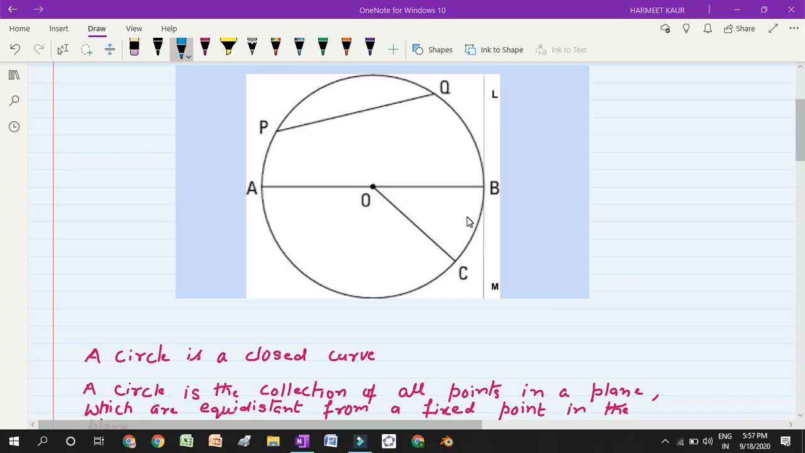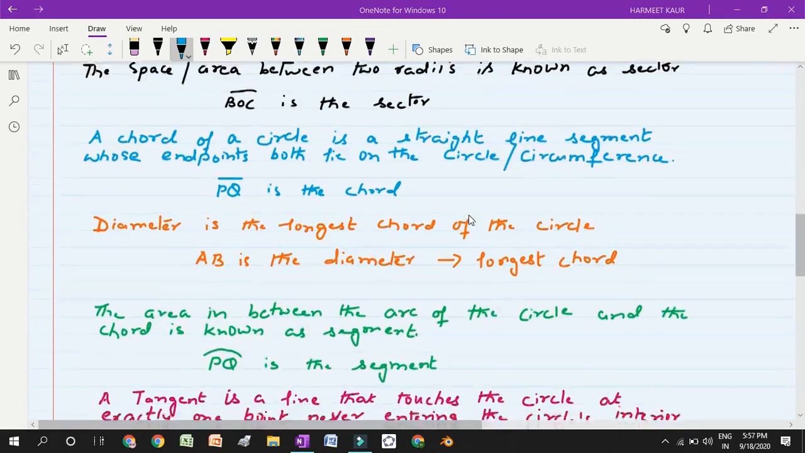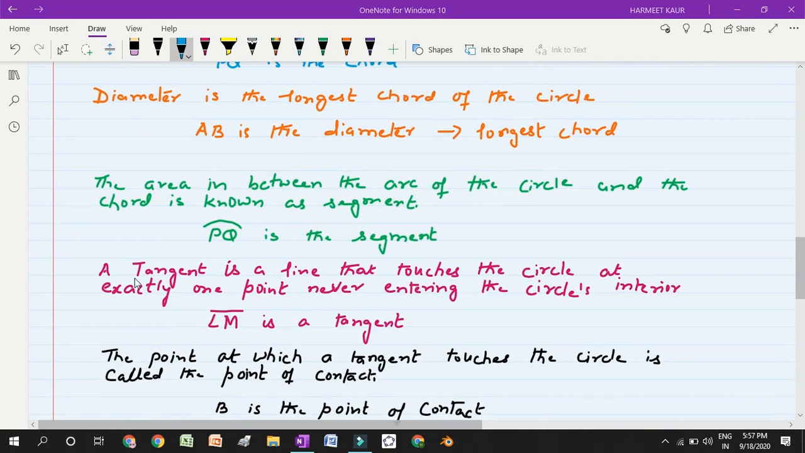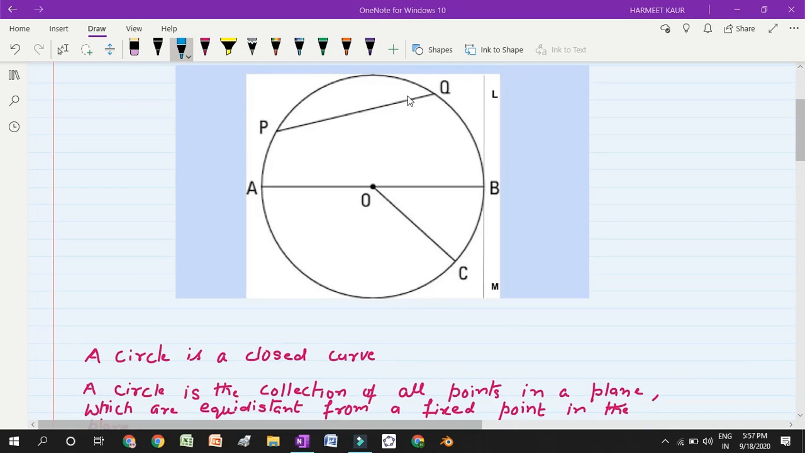So the smaller portion of the arc of the circle is your minor arc, and the major or the bigger one is known as the major arc. Now a tangent. A tangent is a line that touches the circle at exactly one point, never entering the circle's interior. Like the chord and the segment, we have those in the interior of the circle. Now this is the exterior, outside the circle.